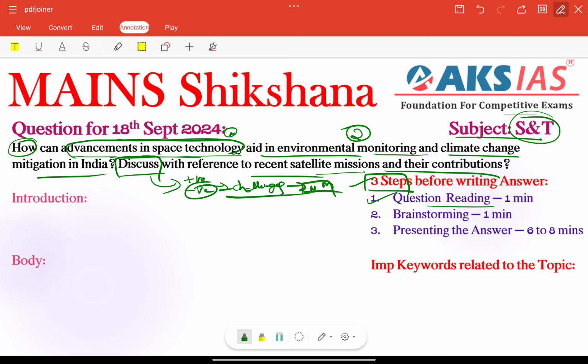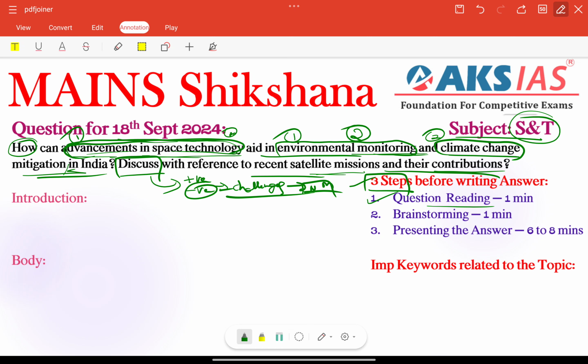So next, coming to keywords, we need to focus on them one by one. Environmental monitoring is one important keyword, and also climate change is the second important keyword, especially climate change mitigation. Here, advancements in space technology is the first important thing. We need to provide some recent advancements in space technology related to environmental monitoring and climate mitigation only. Okay, no need to divert here. Clear-cut keywords are there. Next, the second part, with reference to recent satellite missions and their contributions. Here we need to focus on providing recent satellite missions and their contributions only.